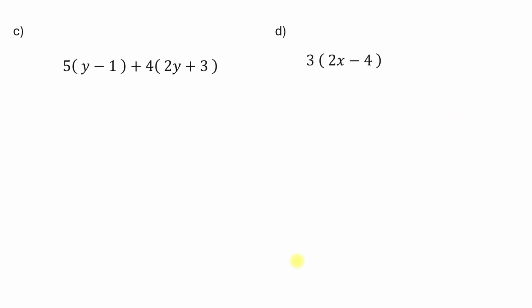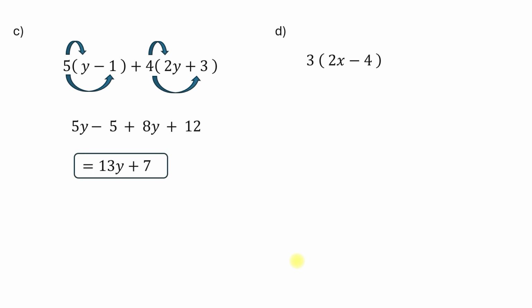Question C, we'll expand. 5 times y is 5y. 5 times negative 1 is negative 5. 4 times 2y is 8y. 4 times 3 is 12. Collect our like terms for a final answer of 13y plus 7.